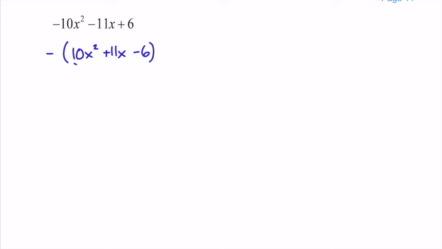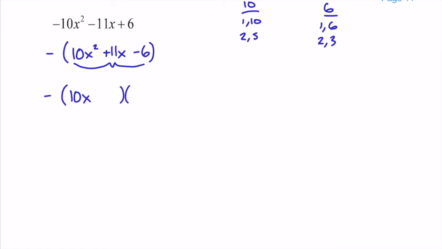I want to factor this term. So I've got to think of my factor pairs of 10. Well, they're 1 and 10 and 2 and 5. And the factor pairs of 6 we've become quite acquainted with are 1 and 6 and 2 and 3. So this is either going to be a 10x and an x, or it's going to be a 2x and a 5x.